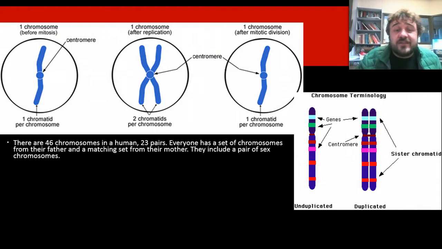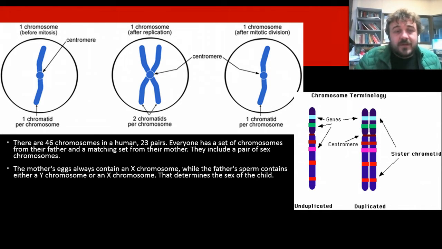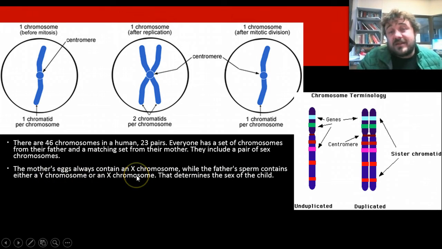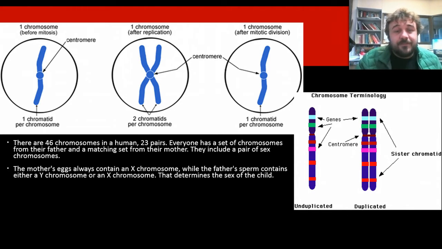Cool. So there are 46 chromosomes in humans, 23 pairs. Everyone's got the set from mum and dad that match. There are the sex chromosomes, which are a bit different. The mother's egg always contains the sex chromosome X, while the father's sperm can contain either an X or a Y. The reason mum only contains X is because that's all females have. Men have both X and Y. And so it's the father that determines the sex of the child. So if you've ever got a dad out there who's like, oh, why can't I have a boy? It's not mum's fault, that's from dad.